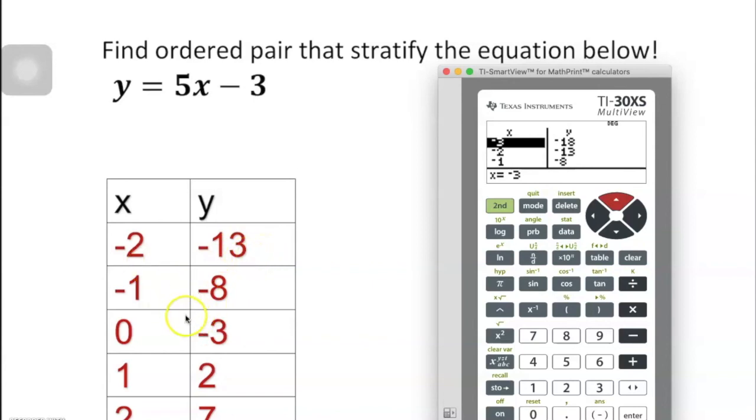So once you have these ordered pairs, you just plot them in a rectangular coordinate system or on graph paper, and you connect those 3 points and you get your graph.